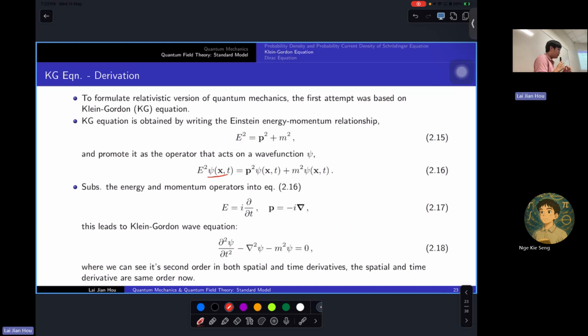And also we have the energy operator, promoting the energy to an operator, and momentum as an operator. Usually it's i h-bar, so h-bar is equal to 1 here. If we arrange the equation, it will give us the Klein-Gordon equation in this form. And we can see the order of derivative for spatial and time is the same order. Both are second order.